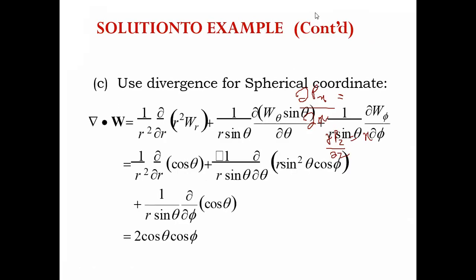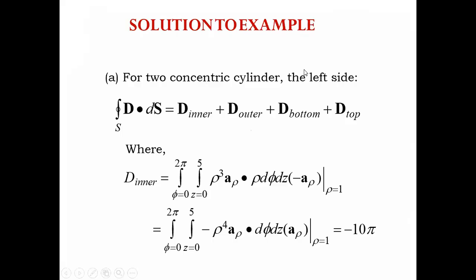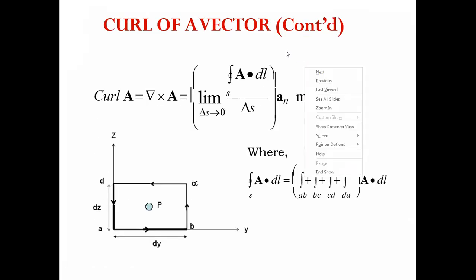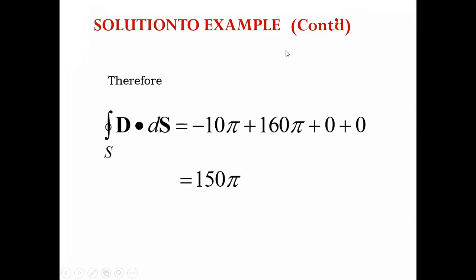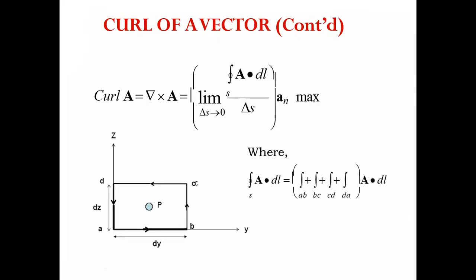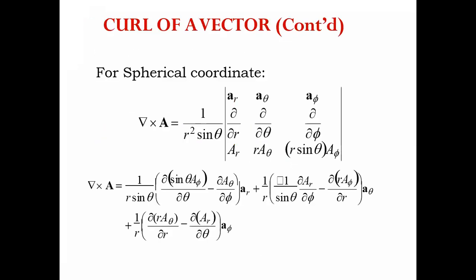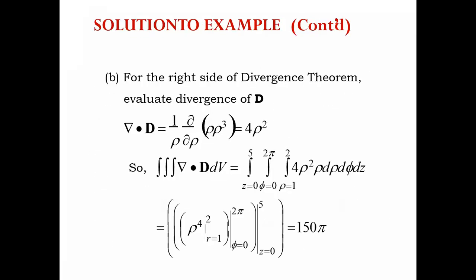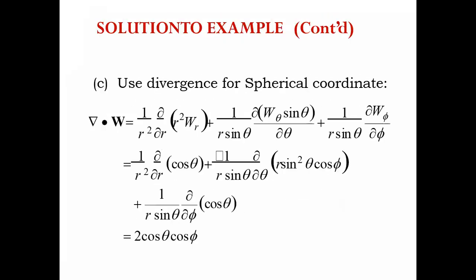Which vector, if it is zero, is called what? If the divergence of a vector is zero, then it is called a solenoidal vector. Remember this. I don't know whether perhaps I have missed mentioning it here, but remember it. Yes, that is called solenoidal vector.